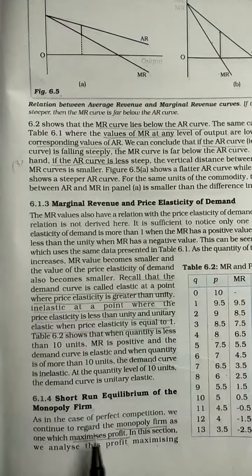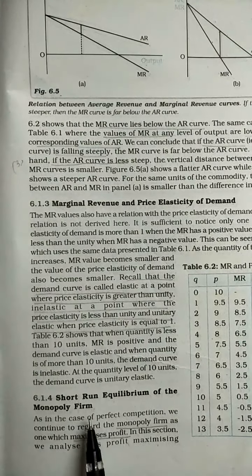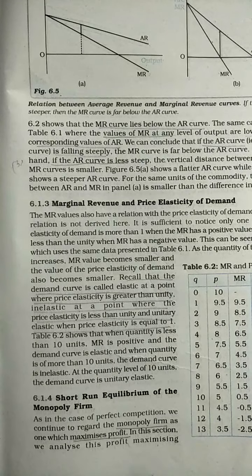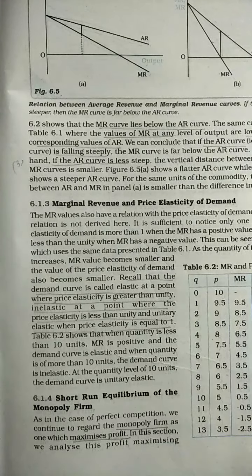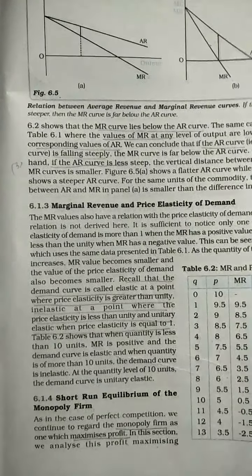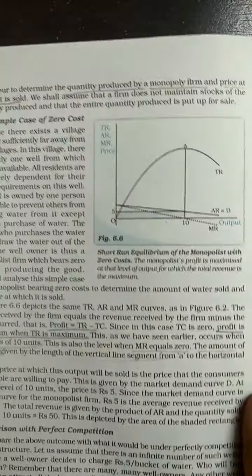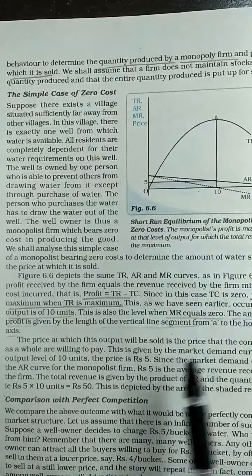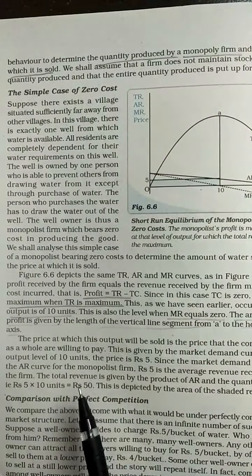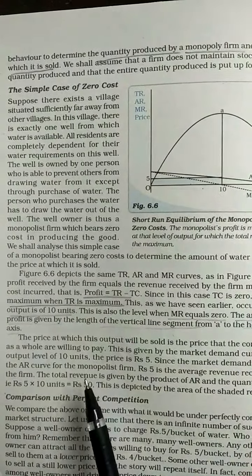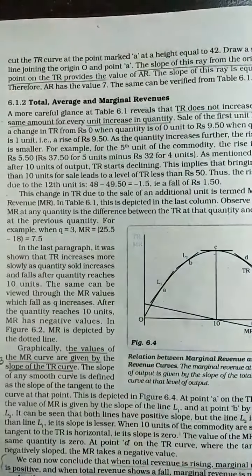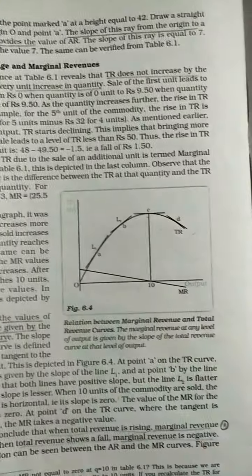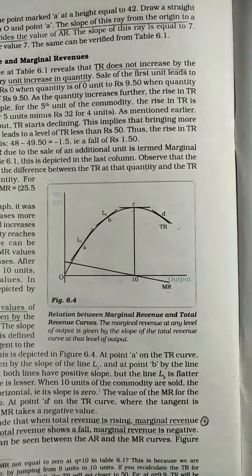The next topic is short-run equilibrium of the monopoly firm. As we know, the monopoly firm will always try to maximize their profit. So what is the aim of the monopolist? They will always try to maximize their profit. So here, by analyzing this behavior, we will get the quantity produced by a firm and its price. It's a very simple topic, and these are the important points that we have to keep in mind.